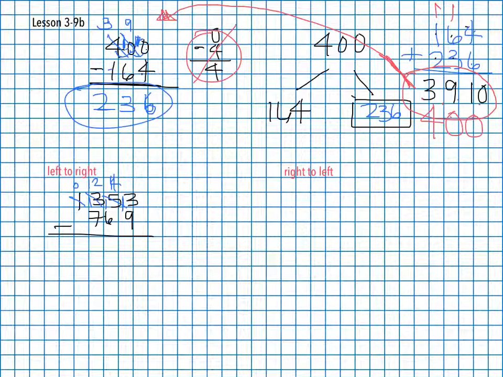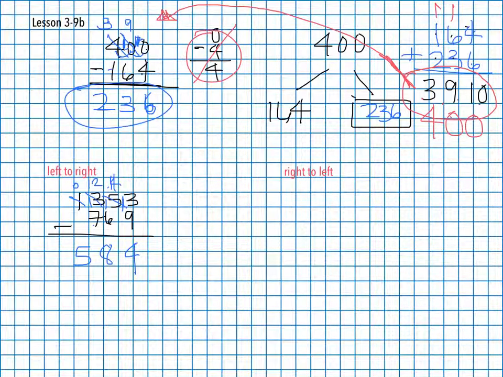I just took care of all my borrowing right from the get-go, and now I'm ready to subtract. 13 less 9 is 4. 14 less 6 is 8. 12 less 7 is 5. 0 less 0 is 0.